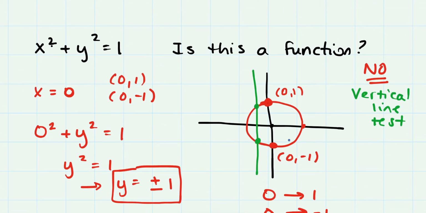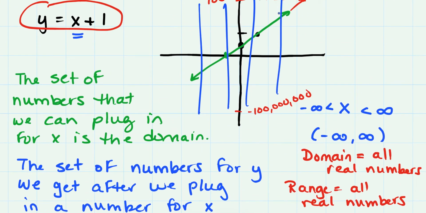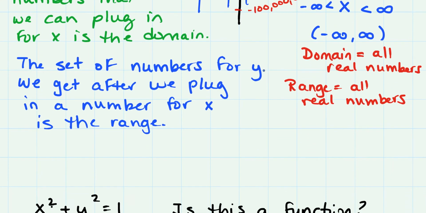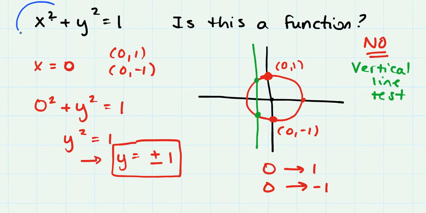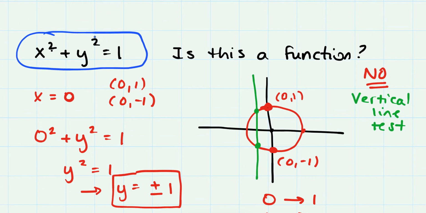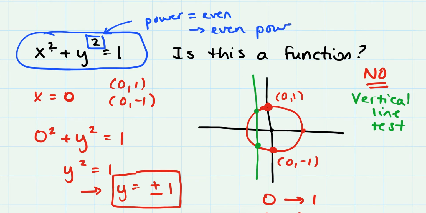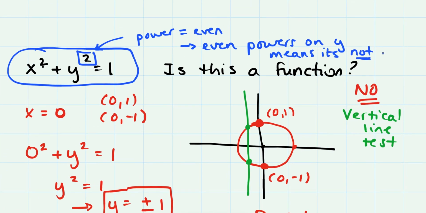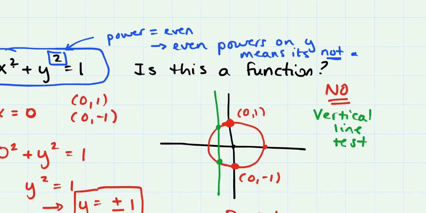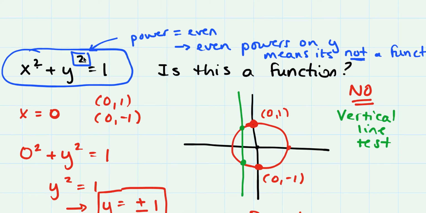Another way to tell without even graphing the function, here we knew what the graph looked like, and the last one we knew what the graph looked like because we've done this in the last chapter. But another way to tell is to look at the equation and see what the power is on y. If the power is an even number, then it's not a function. So even powers on y means it's not a function. So if I have a 2, a 4, a 6, a 8, a 10, anything like that, then it's not a function. It actually doesn't matter what the power is on the x.